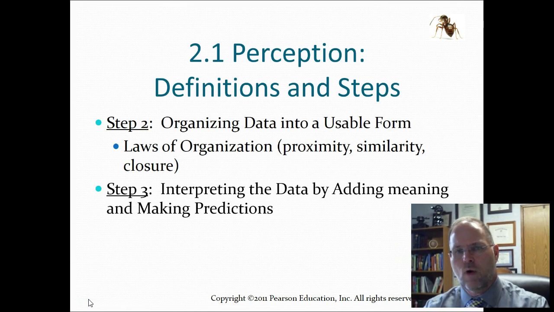Now, once we've selected the data, once it's come in and once it's there, we have to interpret the data by adding meaning and making predictions. We have to assume from that information what it actually is that we're trying to process and how we're trying to perceive things. Now, in a story that we'll probably talk about later in class, discussing emotional intelligence, we're talking about the amygdala and amygdala hijacks, but it works here too.